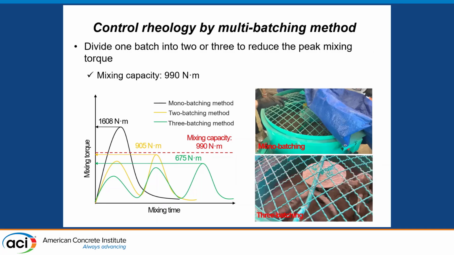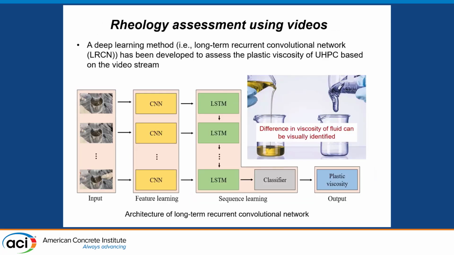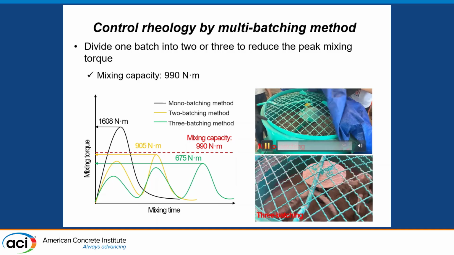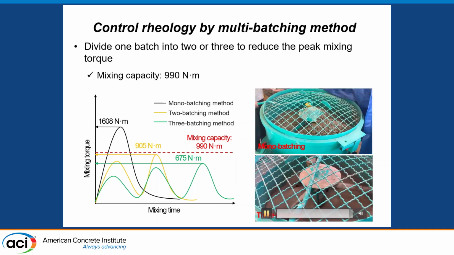So the simple way to control this type of rheology is, instead of pouring all the raw materials at one time, we equally divide them into 2 or 3 parts, and we add one part after another. Here you can see that if you do 1 batch, the peak mixing torque will surpass the mixing capacity of the mixer. But if you do 2 or 3 batches, you can significantly reduce the peak. So if you do mono batching, it stops. If you do 2 or 3 batching, very smooth mixing.